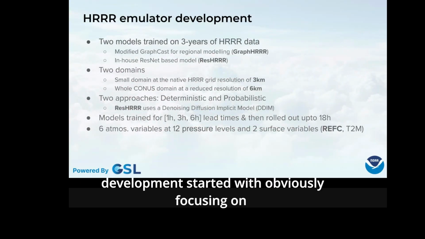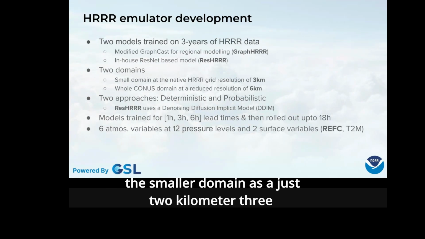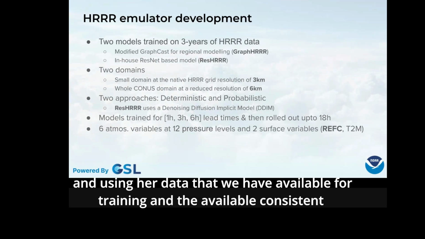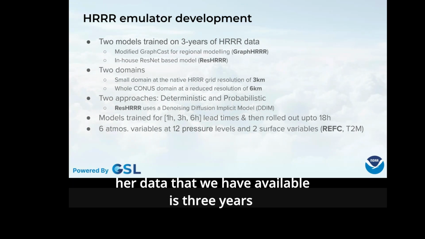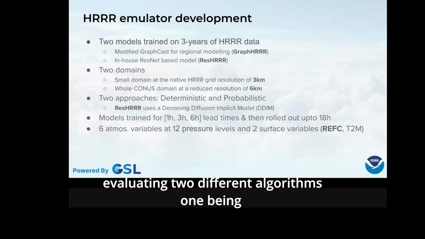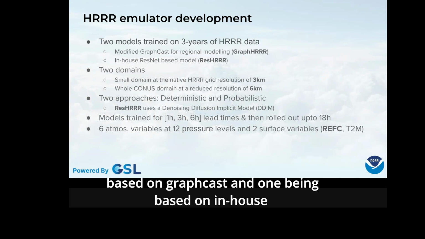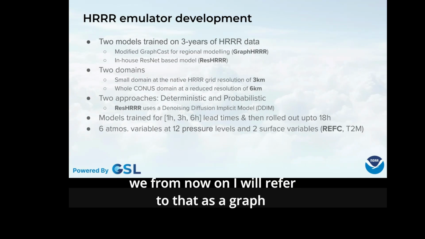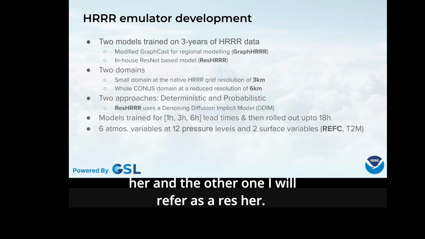Our original development started with focusing on a smaller domain, as I just said, with 3 kilometer grid spacing, and using HRRR data that we have available for training. The available consistent HRRR data that we have is 3 years of data. Our original development started with evaluating two different algorithms, one based on GraphCast and one based on an in-house developed ResNet model. The GraphCast-based one, I will from now on refer to as GraphHRRR, and the other one I will refer to as ResHRRR.